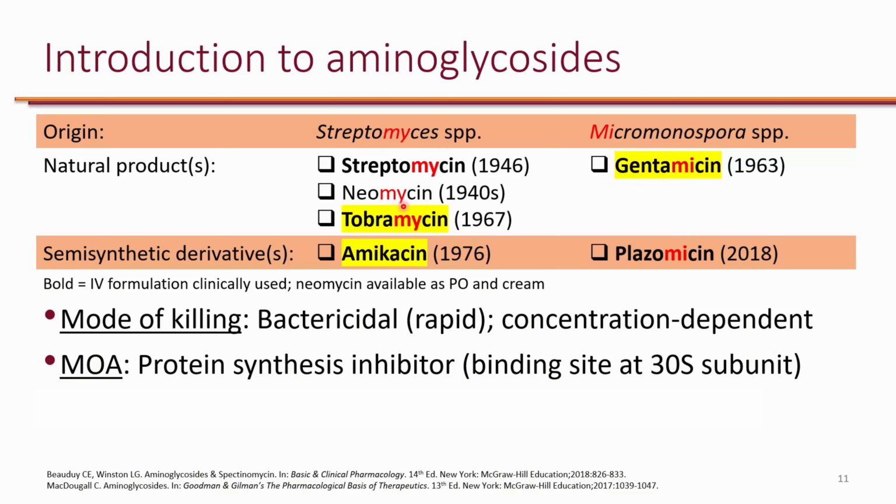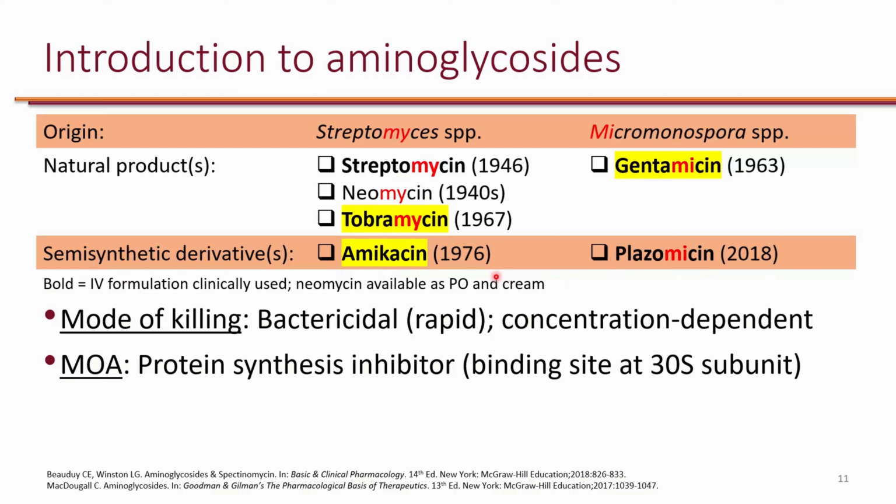So streptomycin, neomycin, and tobramycin are actually derived from Streptomyces species. We also have gentamicin, which is derived from Micromonospora species. We also have a couple of aminoglycosides, amikacin and plazomicin, that are semi-synthetic derivatives. So these are actually developed in the lab.